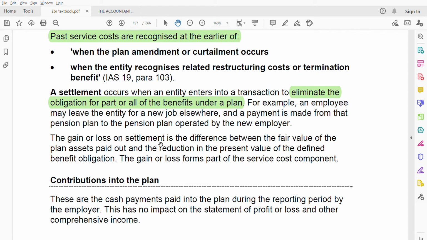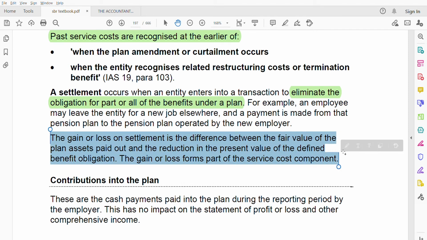So the gain or loss on settlement is the difference between the fair value of the plan assets paid out and the reduction in the present value of the defined benefit obligation. Remember, when you are having a settlement, there might be a gain or loss. Why? Because of the difference between the fair value of the plan assets paid out and the reduction in the present value of the defined benefit obligation. Okay. So the gain or loss forms part of the service cost component. So that gain or loss will also be included in the service cost component.